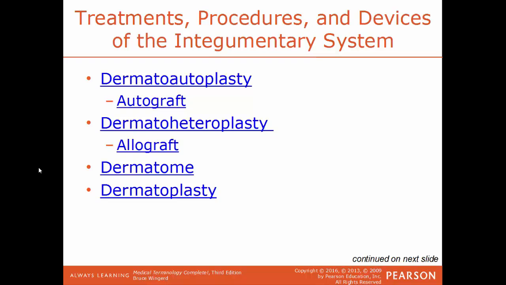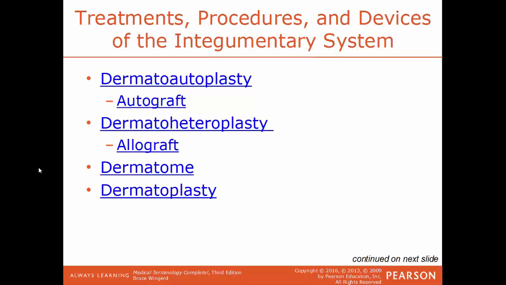So if you were to donate some of your skin to a child or a sibling or a total stranger, it's a different person, but still the same species. It's still another human being. So different species, dermatoheteroplasty. If it's from the same species but a different person, that'd be an allograft. If it's from you, if it's your own tissue replacing some of your own damaged tissue, that's an autograft.